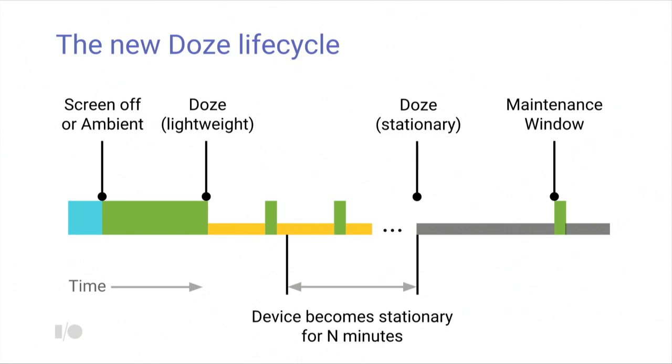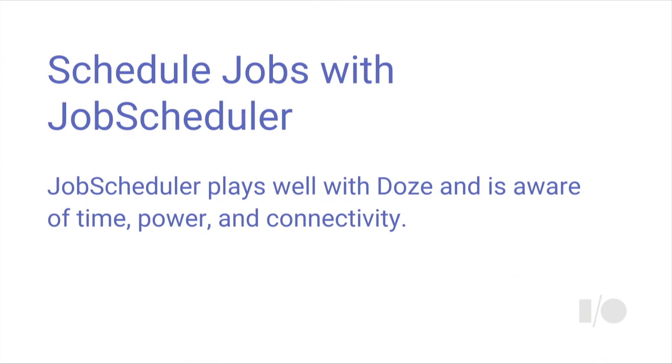Here's an overview of the new Doze lifecycle. After the screen turns off or enters ambient mode for long enough, lightweight Doze can kick in. During Doze, background tasks may be deferred to execute during periodic maintenance windows. If the device later becomes stationary for long enough, a deeper Doze mode kicks in, similar to Doze in Android 6.0. To ensure your background tasks are executed as desired, it's important to write them in a Doze-safe manner. The Job Scheduler API allows an app to register for Doze-safe code execution and is recommended for background work.